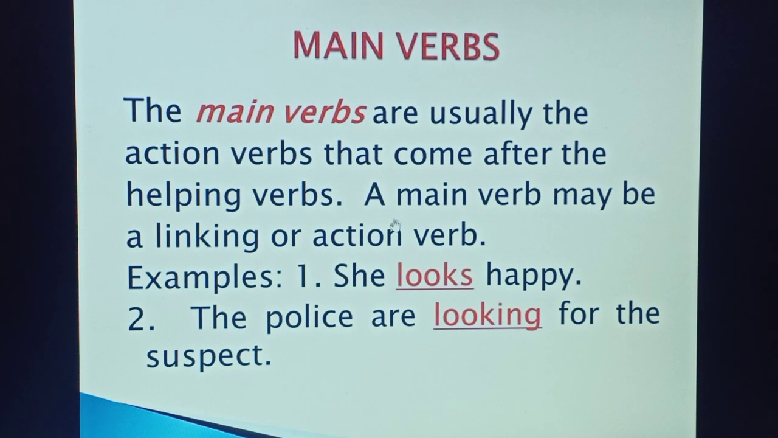As I told you, on the basis of the structural role, verbs may be divided into two following parts. First is main verb. So firstly we are going to discuss main verb. It expresses the action itself without taking help from any other verb. We can say the main verbs are usually the action verbs that come after the helping verbs. A main verb may be a linking or an action verb. Okay. In the examples, you can see she looks happy. So here looks is a main verb. Second example, the police are looking for the suspect. So here looking is the main verb.